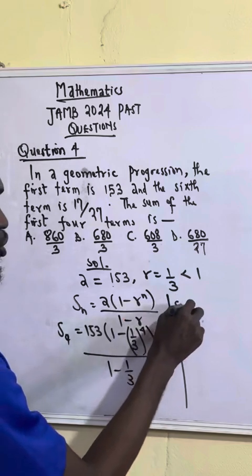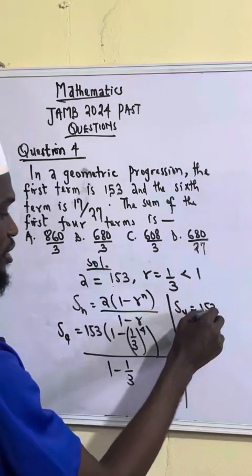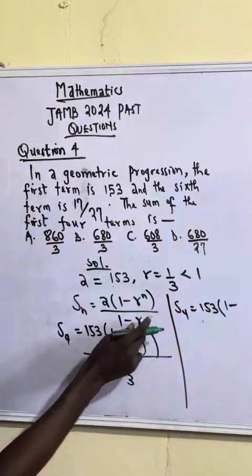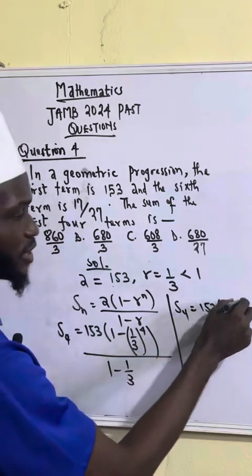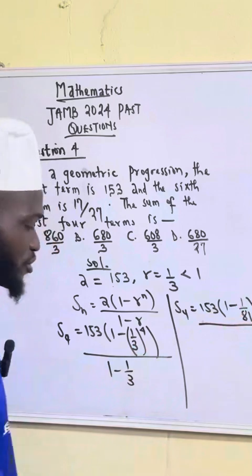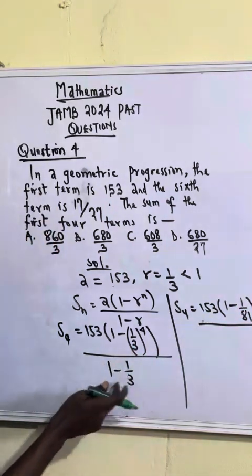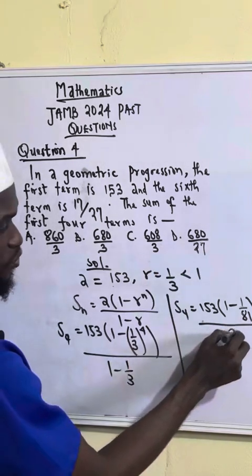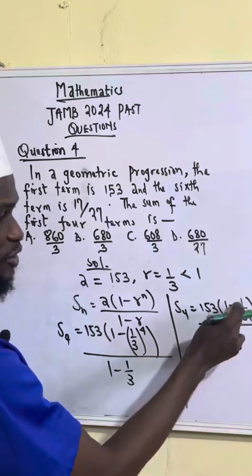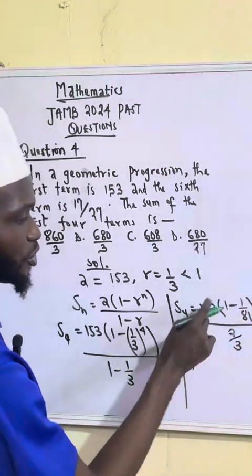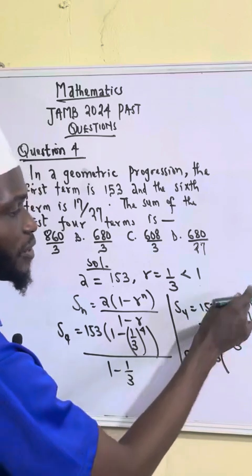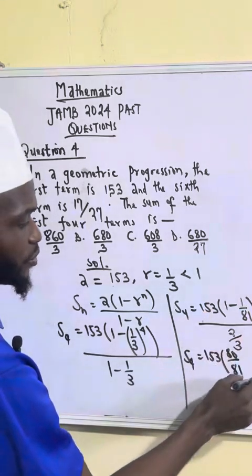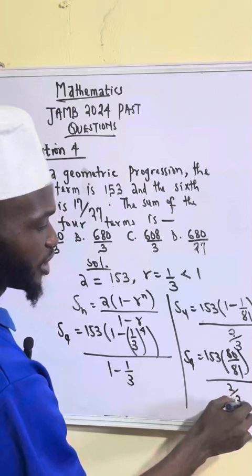So S sub 4 will be equal to 153 bracket 1 minus 1 over 3 raised to power 4. 1 raised to 4 is 1, and 3 raised to 4 is 81, so that is 1 all over 81. All divided by, subtracting 1 over 3 from 1 is very easy: 3 minus 1 gives 2, so we have 2 over 3. Next, S sub 4 equals 153 bracket 1 minus 1 all over 81, which is 81 minus 1, giving 80 over 81, divided by 2 over 3.